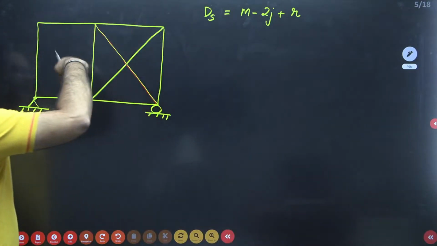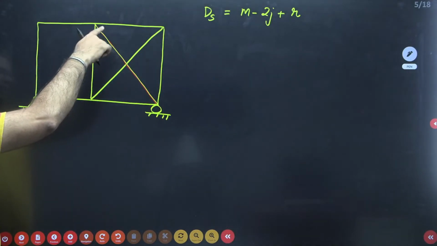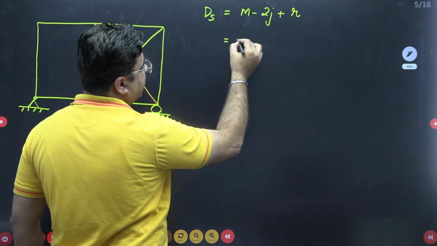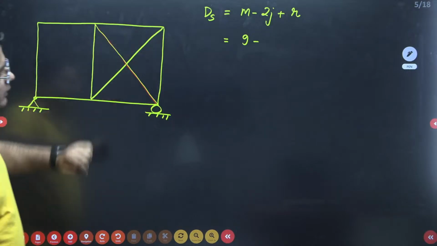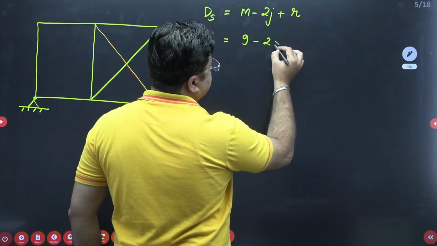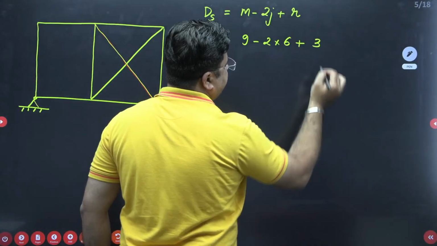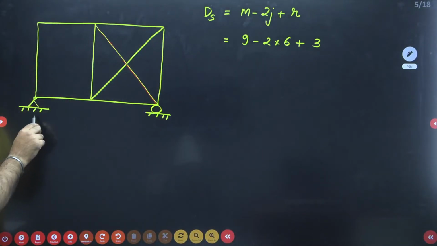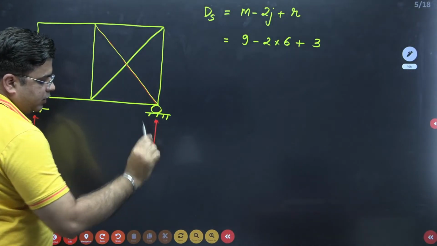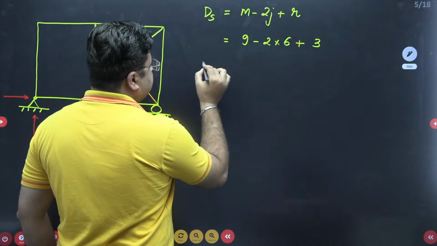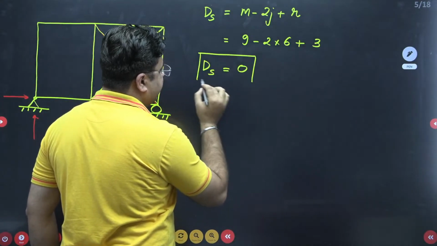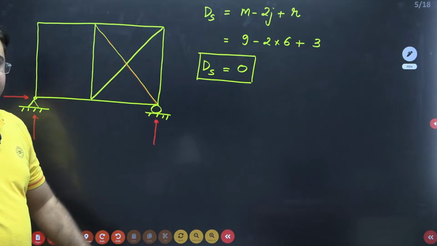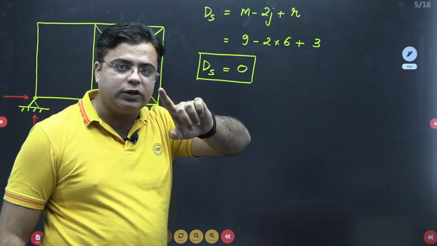The number of members, you can just count: 1, 2, 3, 4, 5, 6, 7, 8, 9. The number of members is 9. Number of joints, 1, 2, 3, 4, 5 and 6 joints. So 2 into 6. The number of support reactions is 3: 2 here, this is one support reaction and this is another support reaction, and 1 here. So the degree of static indeterminacy for this truss is equal to 0, right? This is your first criterion for checking the stability of a truss, okay? This is not the ultimate criterion, this is just the first criterion.